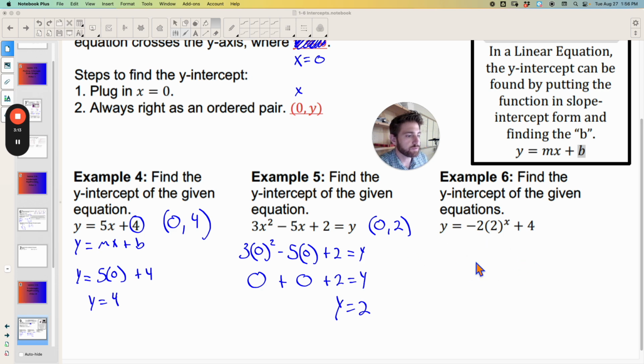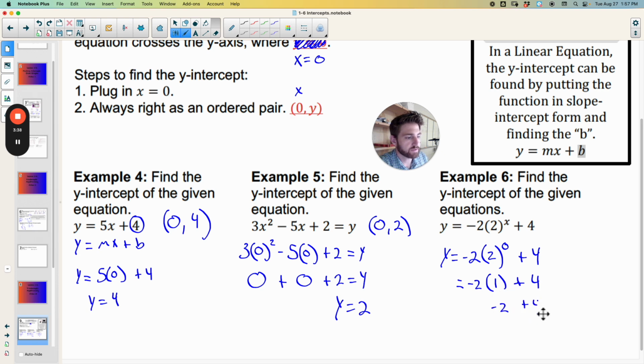All right, and lastly, we'll do this one algebraically here. y is equal to negative 2 times 2 raised to the 0, because I need to plug in a 0 for x, and anything raised to the 0 power is 1. So this is going to rewrite as negative 2 times 1 plus 4. And then 2 times negative 2 is negative 2, plus 4 is equal to 2. So y is equal to 2, and x is equal to 0. So my ordered pair is 0, 2.